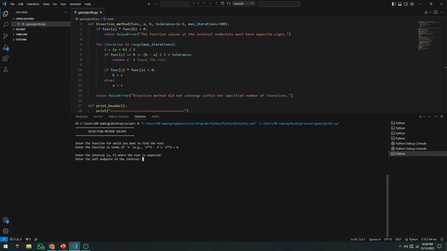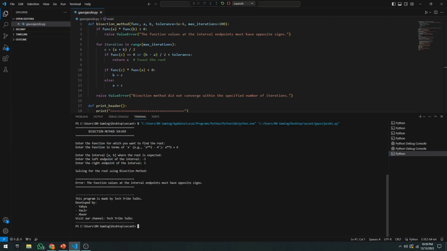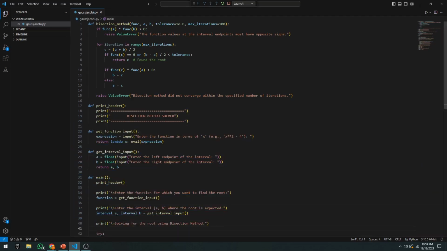Now it's going to ask us for the interval where the root is expected, so a and b. So let's start with the left one. Our left one will be, let's say, minus 3. Since one answer has to be negative and one answer has to be positive, we'll write positive 3. So solving for the root using bisection method, the function values at the interval endpoints must have opposite signs. So it gives us an error if we don't have opposite signs. And yeah, that's pretty much the bisection method.